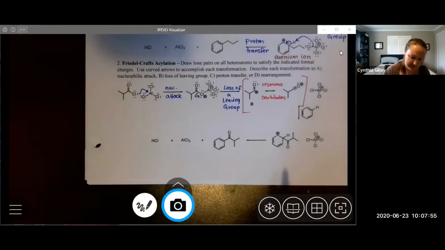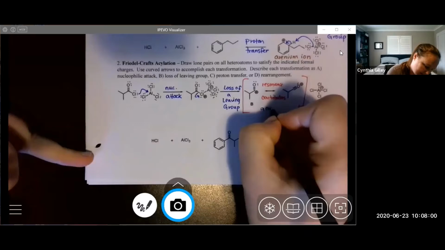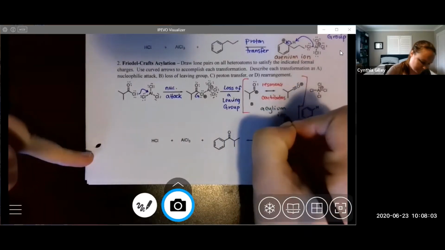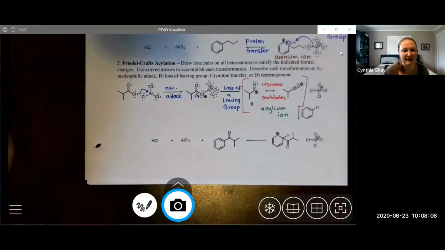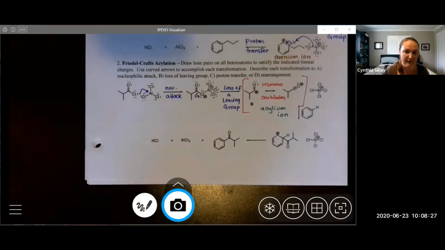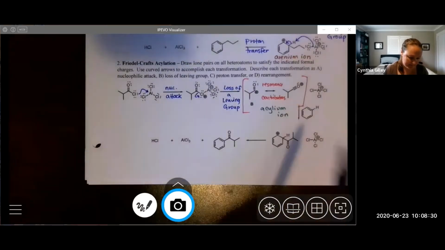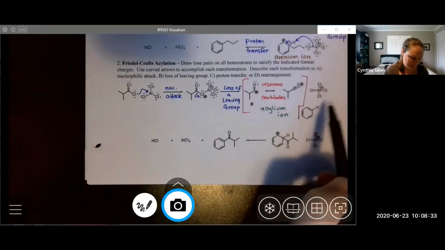This actually has a name. This carbocation is called an acylium ion. You know, sometimes certain things have names, like you've heard of hydronium ion, things like that. So when they have a special name, I like to point it out. Okay, so we are going to move on. We have formed our acylium ion, and we lost this as a leaving group.